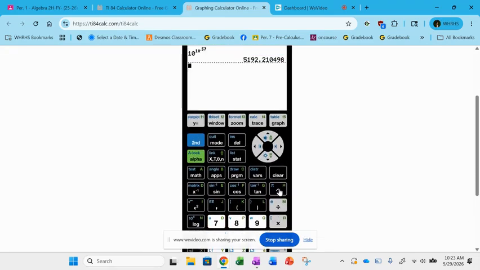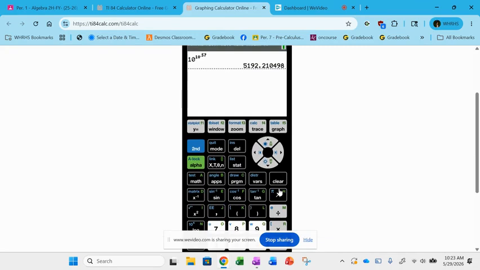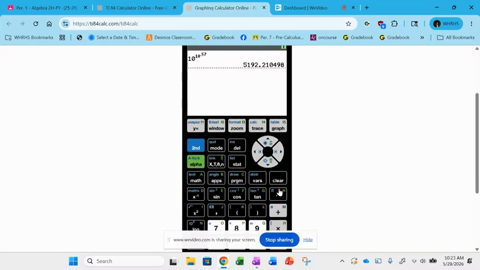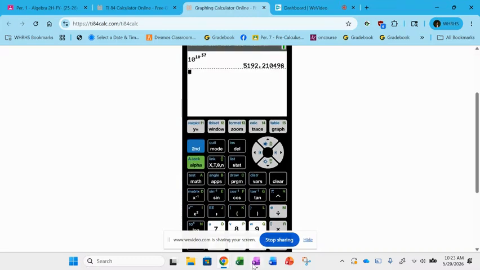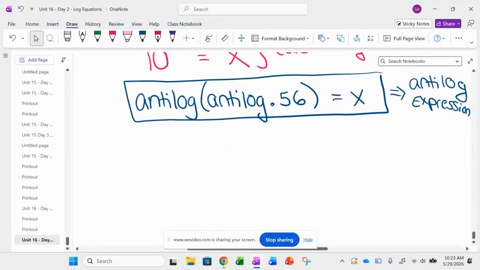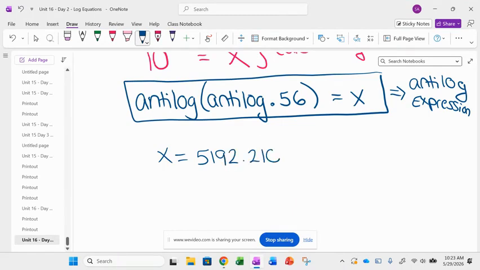Press enter. And we are 5,192.210. Do I need that zero if I say round to the nearest thousandth? Yes. So we're going to get x is equal to 5192.210. This is our answer.